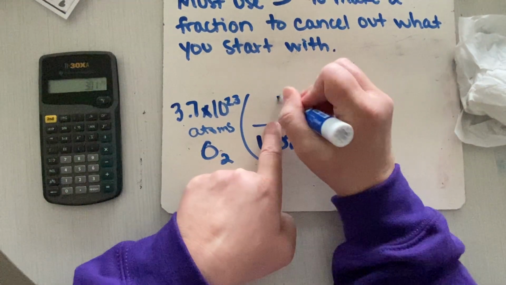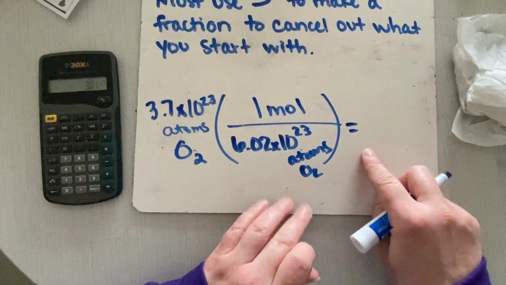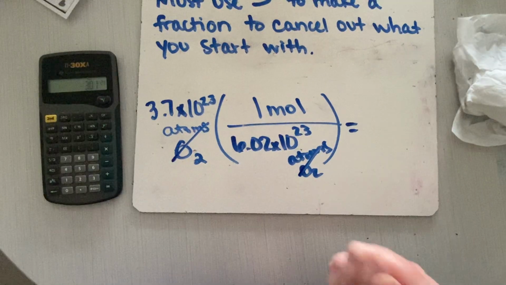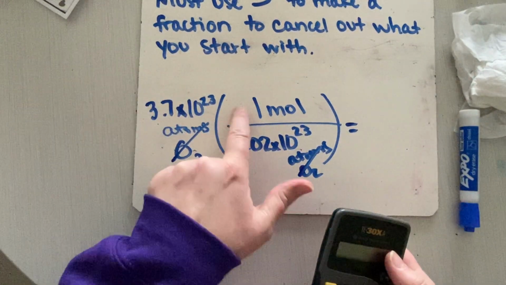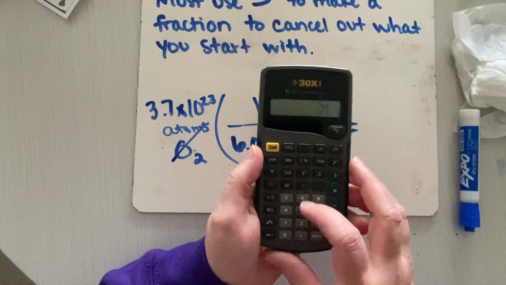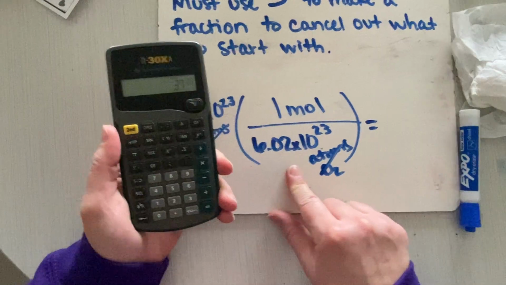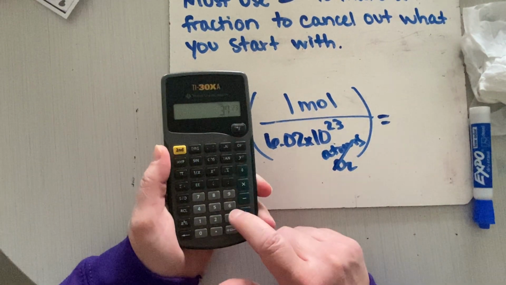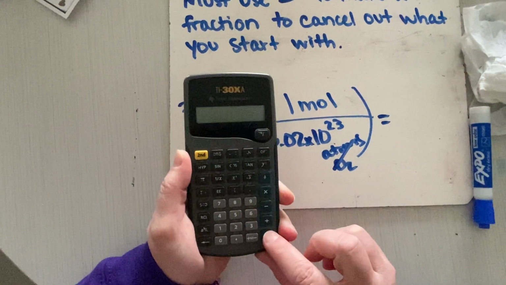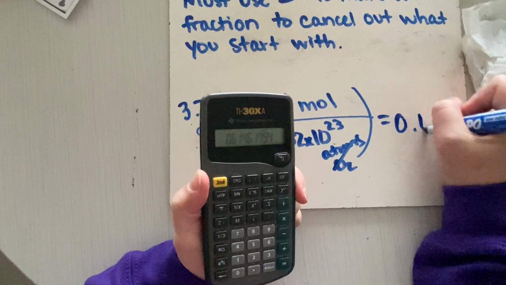So that means we're going to have mole on top. And we want to go to, this is going to cancel with this. So now we multiply by 1. We don't have to worry about multiplying by 1. So I'm going to go 3.7 and then EE 23. And then I need to divide by this. So divide by 6.02 EE 23 equals, and I end up with 0.61.